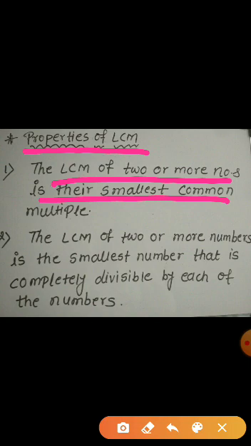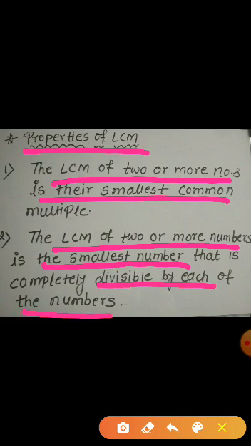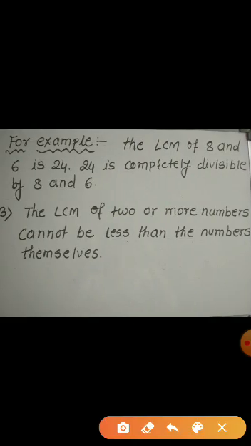The second property is the LCM of two or more numbers is the smallest number that is completely divisible by each of the numbers. Let us understand this property through one example. The LCM of 8 and 6 is 24. And 24 is completely divisible by each of the numbers, that is the numbers 8 and 6 both.